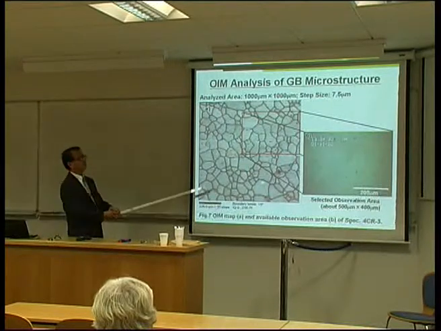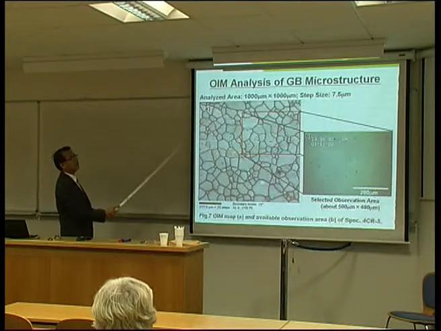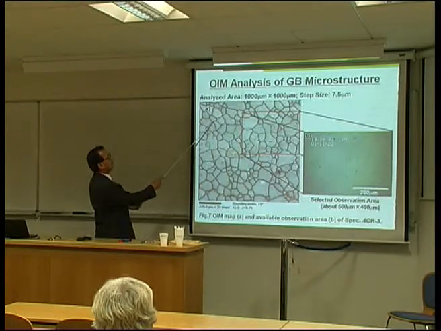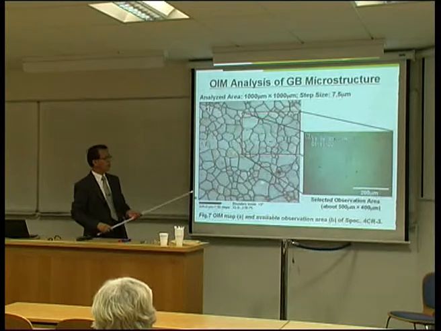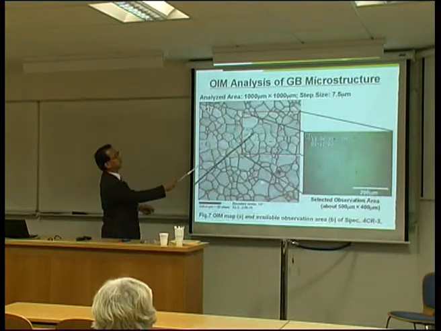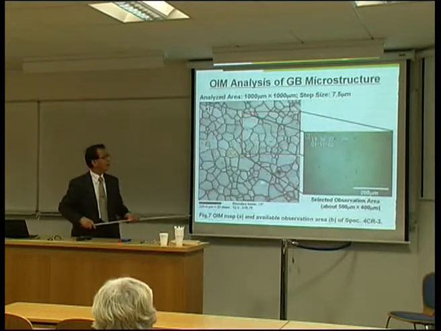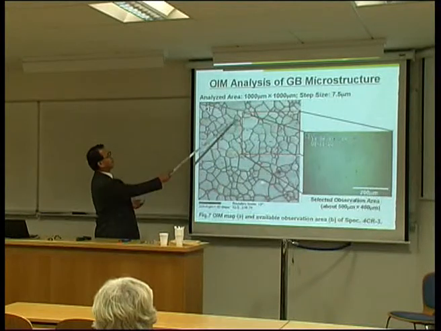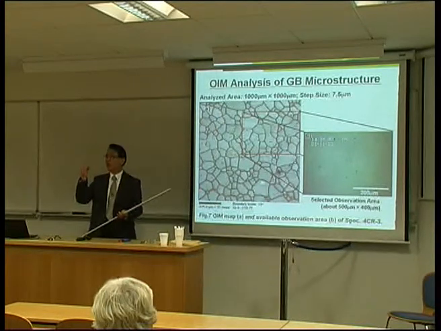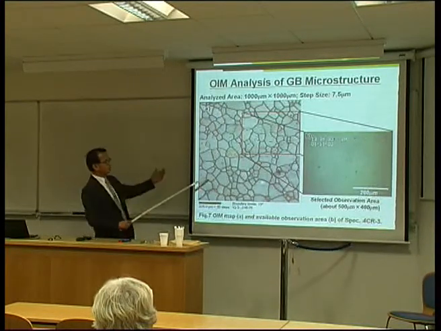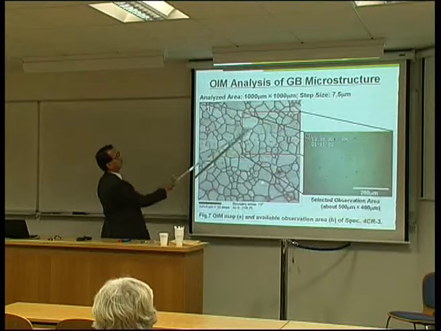Before the in-situ observation, using orientation imaging microscopy, we characterize all boundaries. The red line means low angle boundary with a misorientation angle smaller than 15 degrees. The green one means sigma 3 coincidence site lattice boundary, and the black line indicates random high energy boundaries. As you can see, more random boundaries exist, but there are still more low angle boundaries like this.